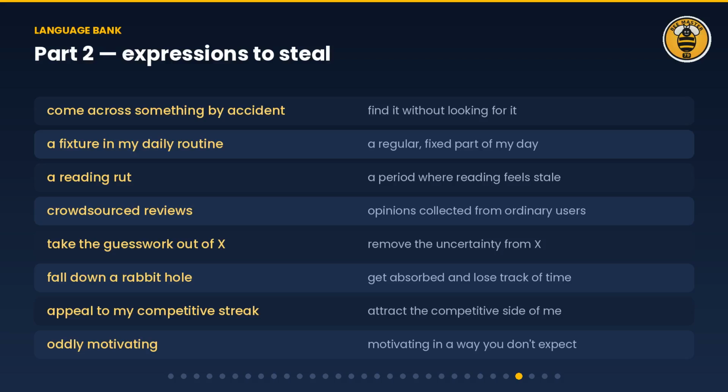Here is the language bank from part 2. 8 expressions, each with a plain meaning next to it. Learn the ones you would actually say. A phrase you force into a sentence sounds worse than a simple word used well.